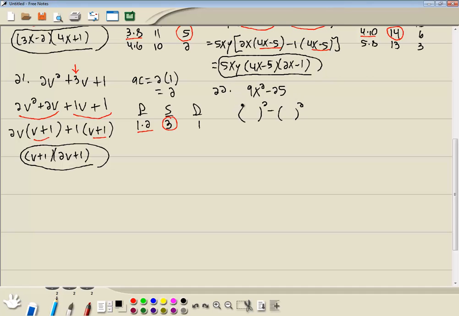Remember, we take a look at each individual piece and ask ourselves what times itself gives us that. For example, 9 is 3 times 3. x squared is x times x. And 25 is 5 times 5.